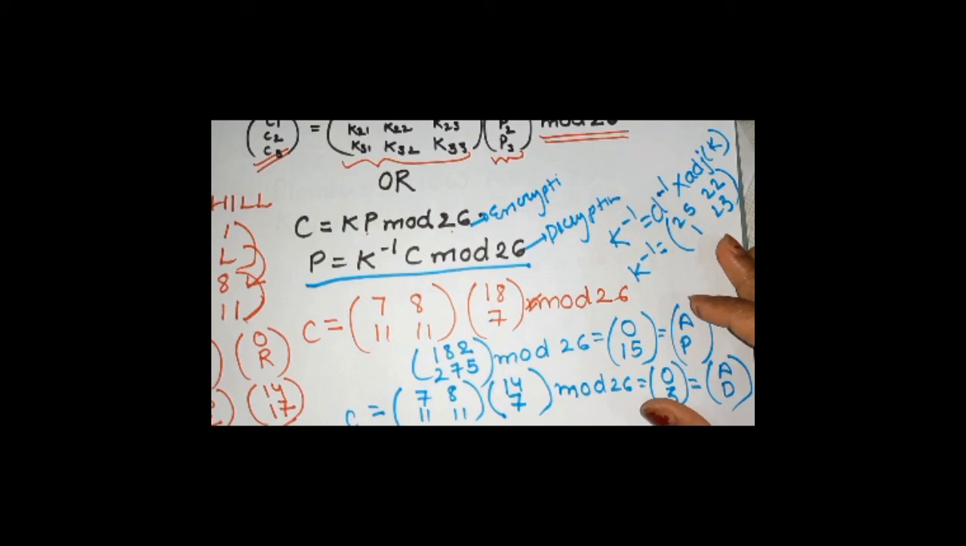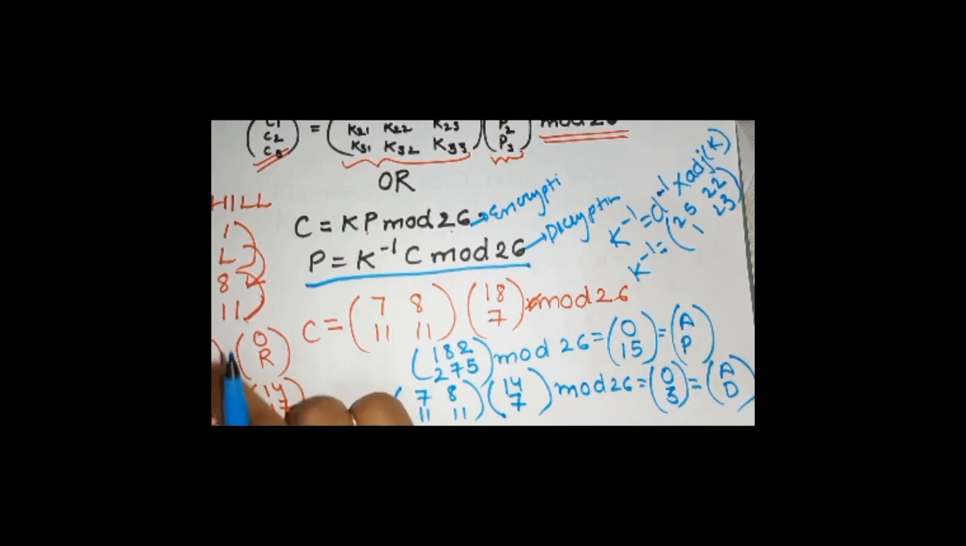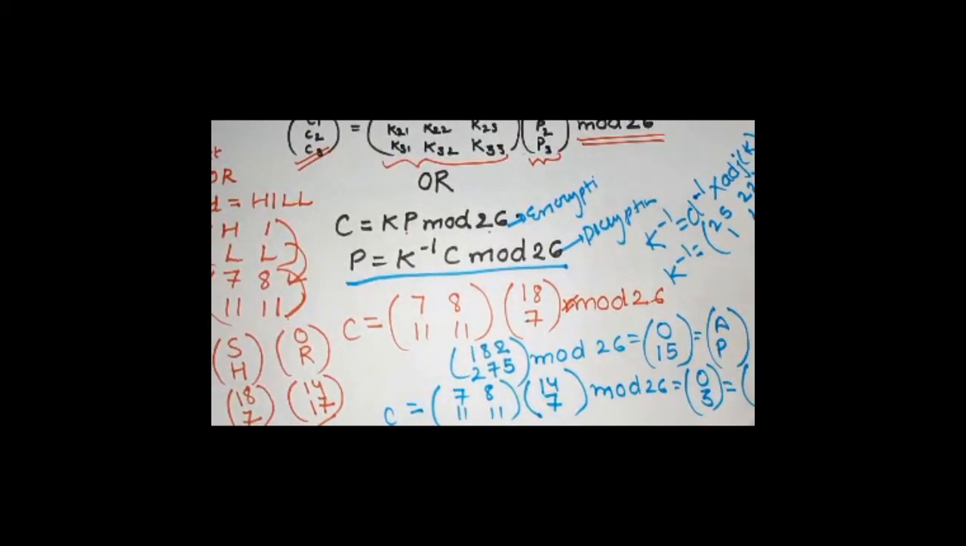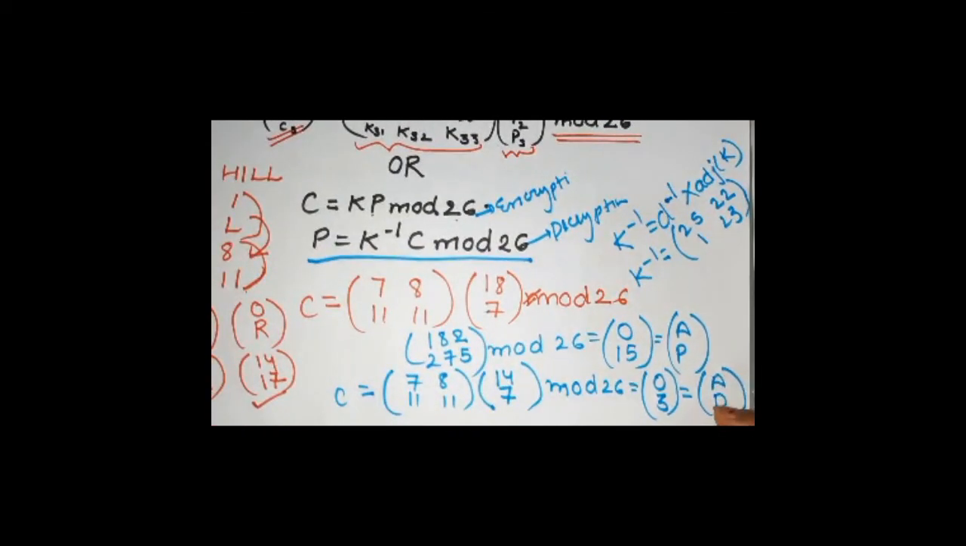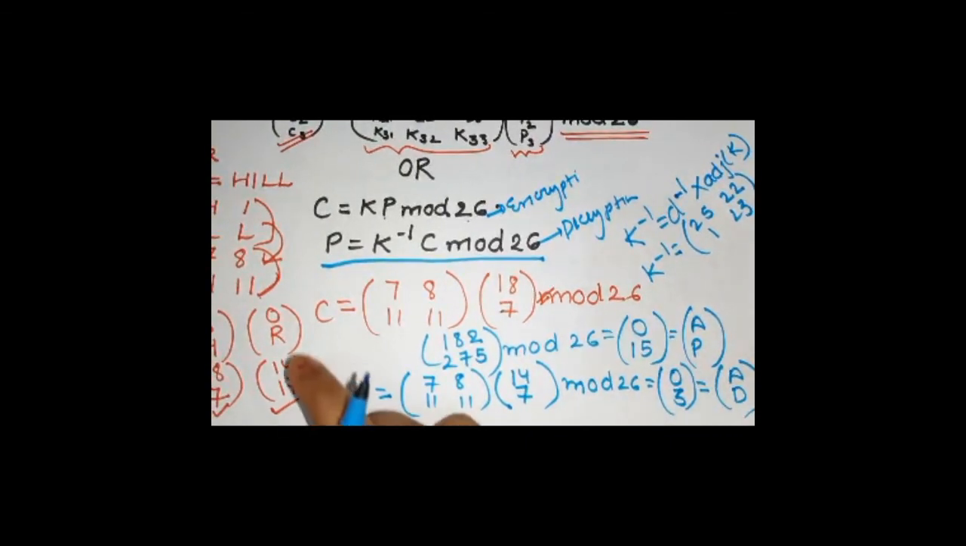After finding out inverse, please multiply it by AP and perform mod 26 to it, and then you will be finding that the first answer will be SH, and then perform it with AD, and then you'll be finding out that the answer is OR. So this is all about Hill cipher.